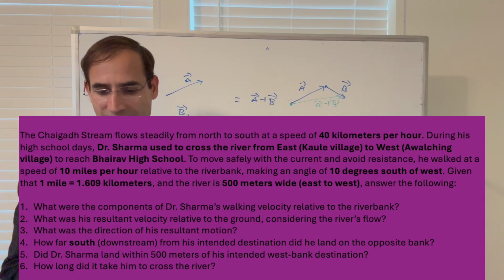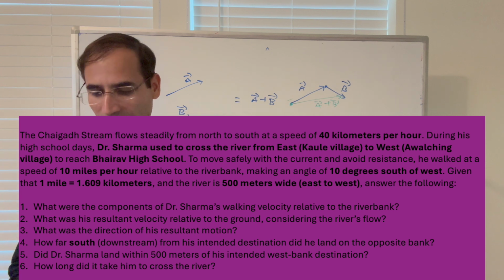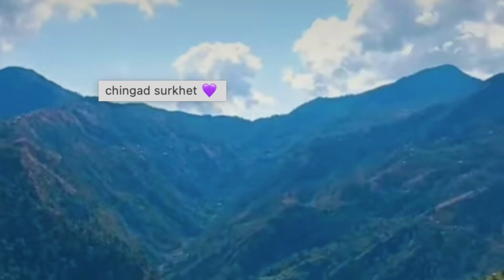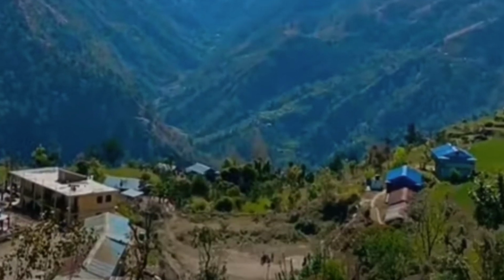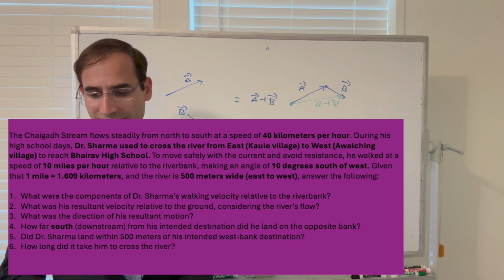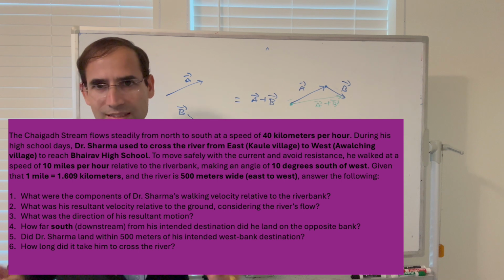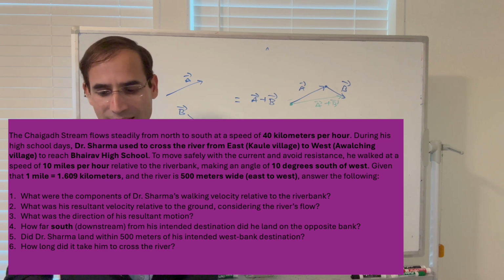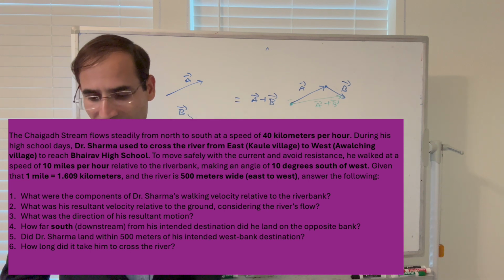During Dr. Sharma's high school days, he used to cross the river from the east, the Kauli village, to the west, the Awalching village, to reach Bhairav High School. To move safely with the current and avoid resistance, he walked at a speed of 10 miles per hour relative to the river bank, making an angle of 10 degrees south of west. Given that 1 mile is 1.609 kilometers and the river is 500 meters wide east-west, answer the following.